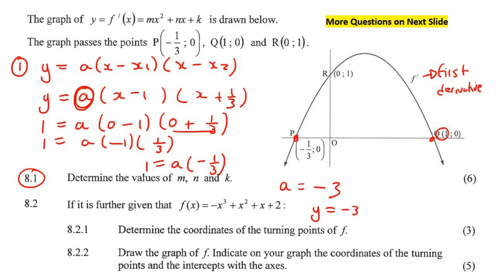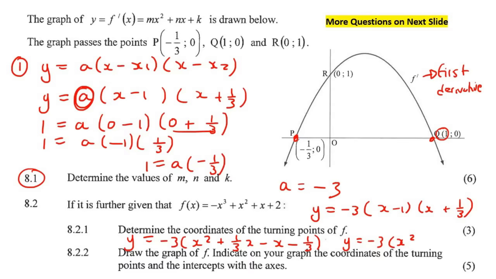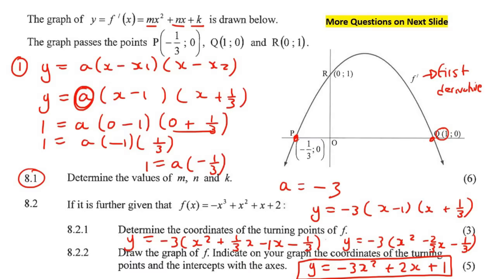And now what we do is multiply all of this together. So I like to do the two brackets first. So that's going to be y equals negative 3, and then x squared plus a third x minus x minus a third. Then simplify all of that. So that's y equals negative 3, x squared, now a third minus 1, because remember this is a minus 1 over here, is going to give us negative 2 thirds x minus a third. Then we're going to multiply the negative 3 in. So that's going to give us negative 3x squared plus 2x plus 1. And now we can see what m, n, and k will be. So it would be m equals negative 3, n equals 2, and k equals 1.